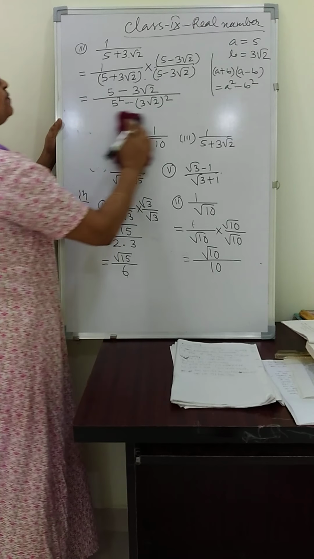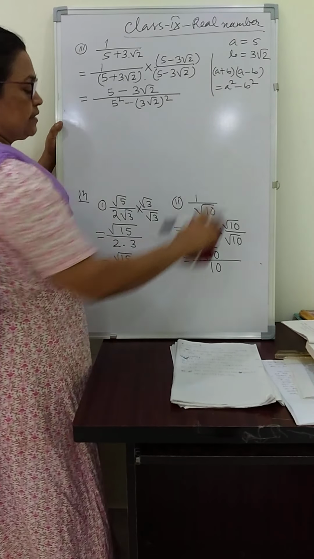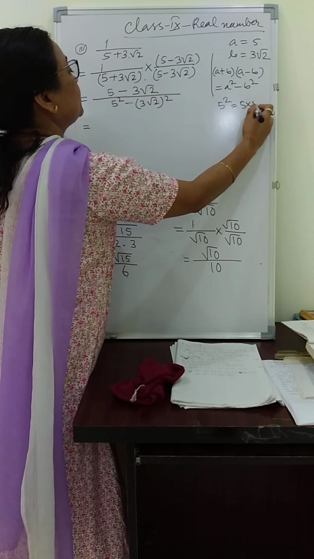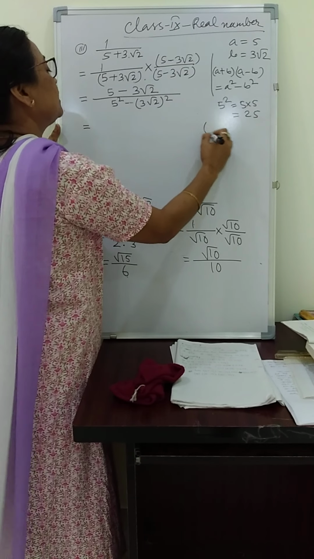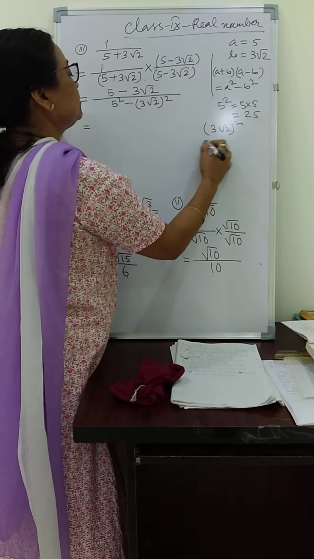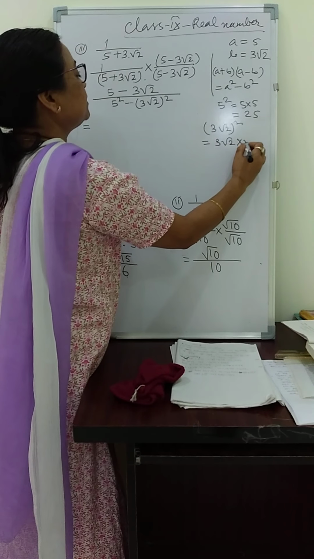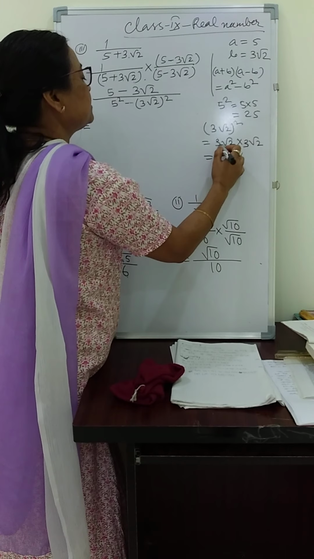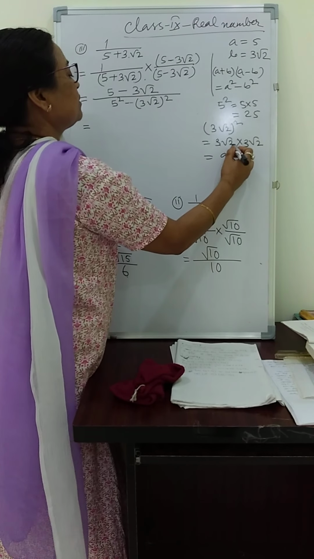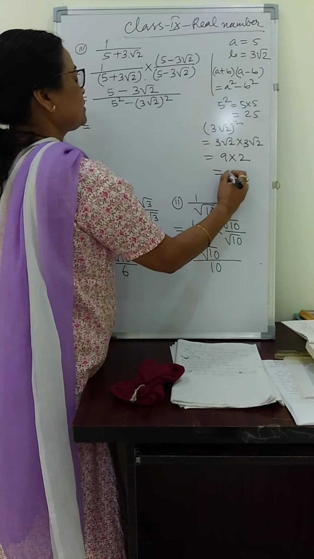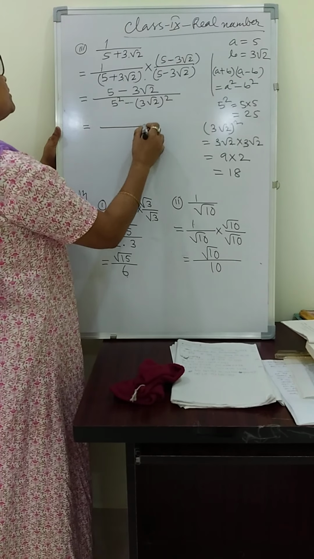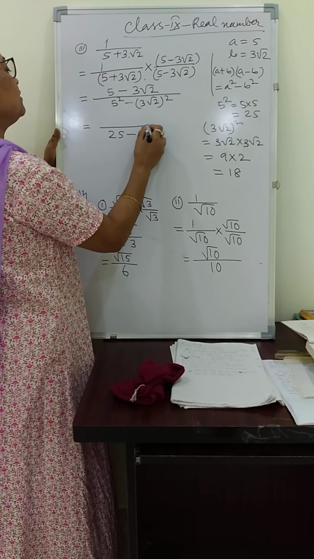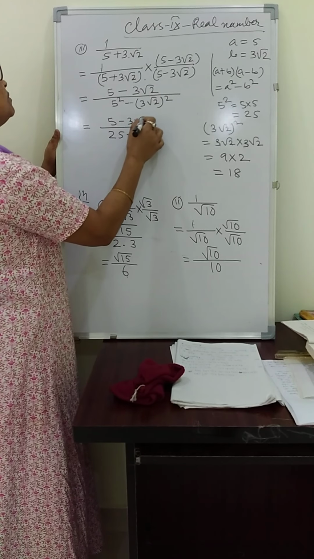Now let us see what we get. All of you know that 5 square means 5 into 5, that is 25. 3 root over 2 whole square, what do you get? 3 root over 2 into 3 root over 2. So multiply the rational part at first, 3 into 3 is 9, into root over 2 into root over 2 is 2. So we will get 18. So we will have 25 minus 18. Then 5 minus 3 root 2.